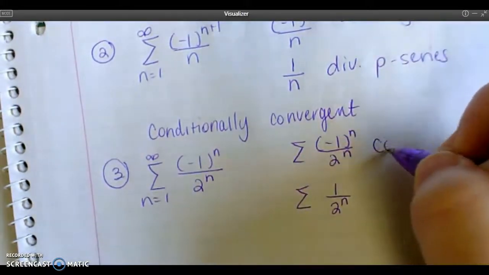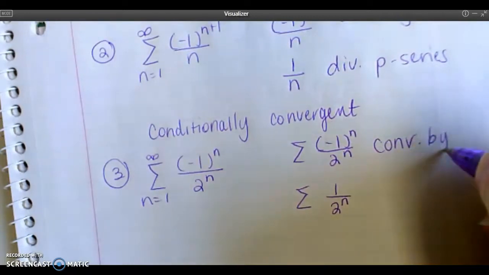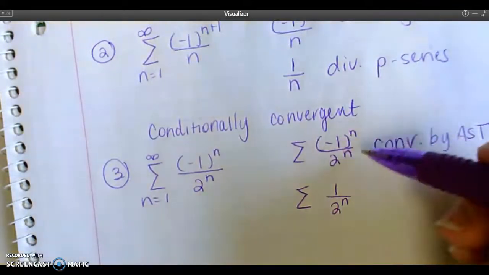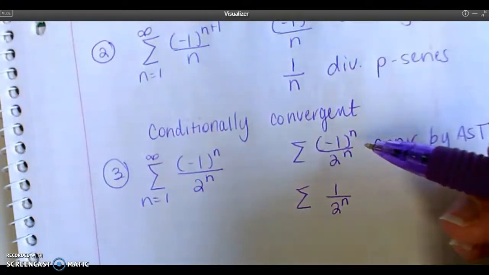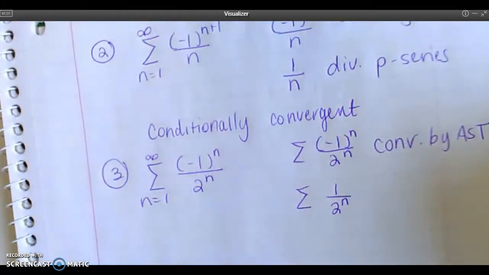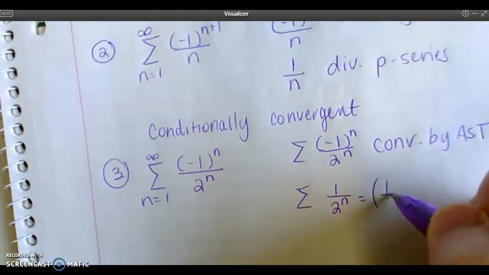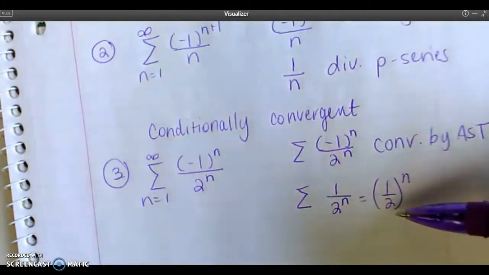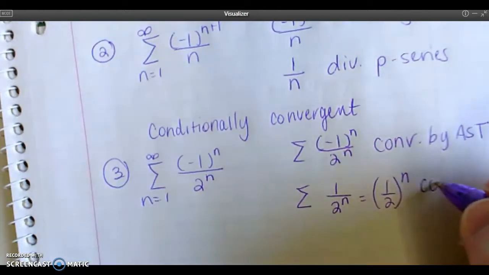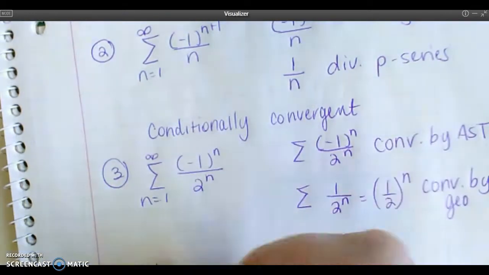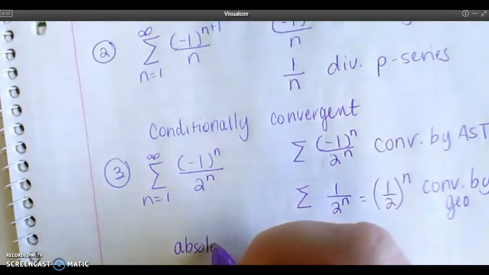This does converge by AST. The limit does equal 0, and each term continues to get less. On AST, you can kind of just think about it in your mind. You don't have to write it down every time, unless I say, show me it converges by AST. This one is geometric. If you want to rewrite it as 1/2 to the n, you can. I realize that r is less than 1, so this one converges by the geometric series, which means this is absolutely convergent.